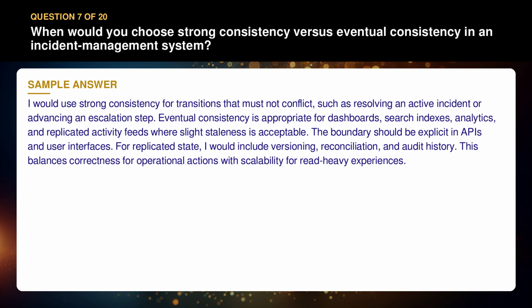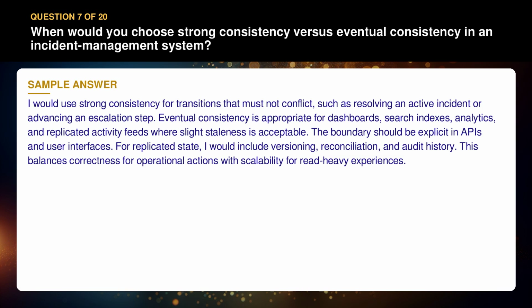I would use strong consistency for transitions that must not conflict, such as resolving an active incident or advancing an escalation step. Eventual consistency is appropriate for dashboards, search indexes, analytics, and replicated activity feeds where slight staleness is acceptable. The boundary should be explicit in APIs and user interfaces.